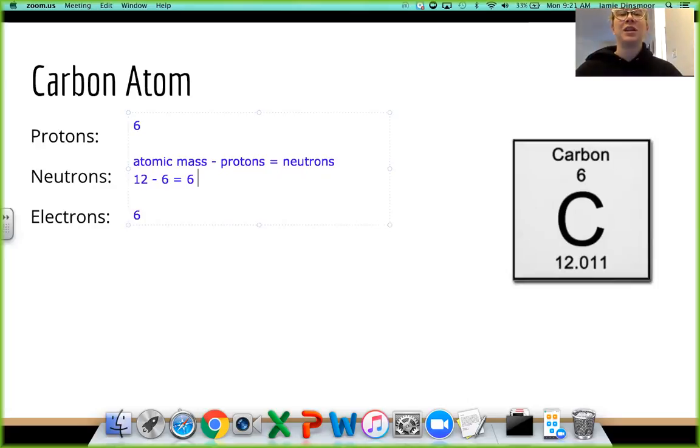Creepishly demonic numbers there for carbon, which is weird because carbon is the basis for all life. Crazy. All right. So carbon is one of the most important atoms because of what I just said. All living things are based off of carbon so far.